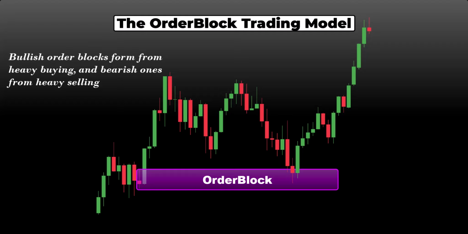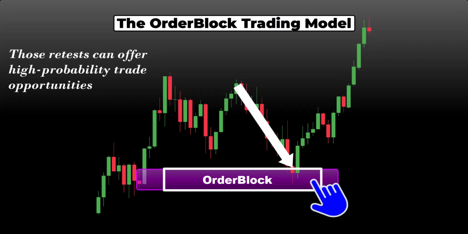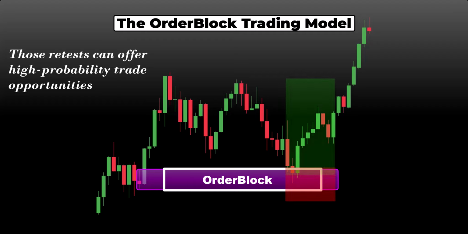Bullish order blocks form from heavy buying and bearish ones from heavy selling. Once created, these zones become areas of interest because the price often revisits them to test whether the institutions will test that level again. For us, those retests can offer high probability trade opportunities.